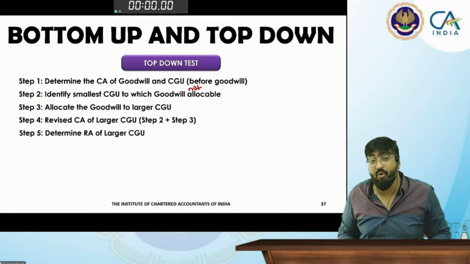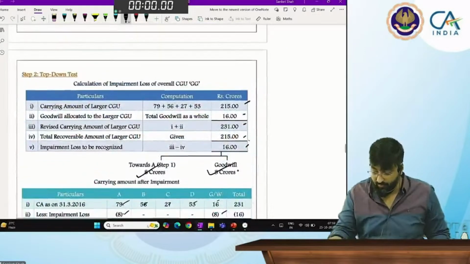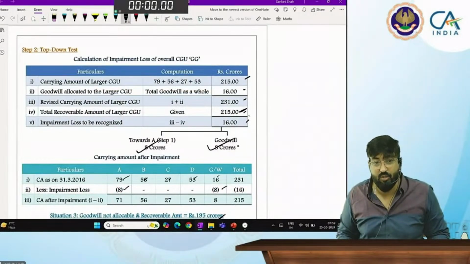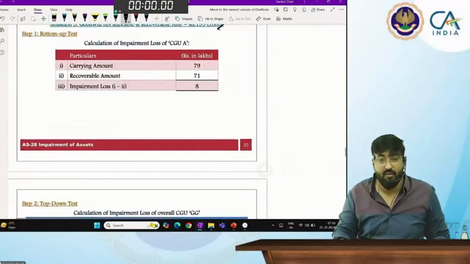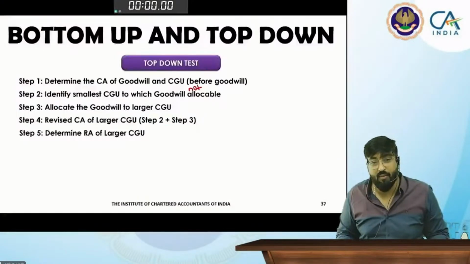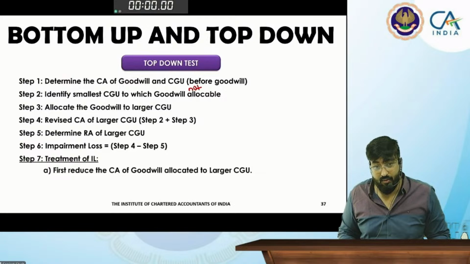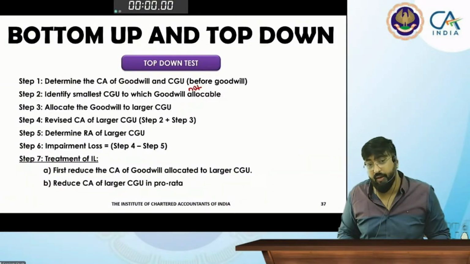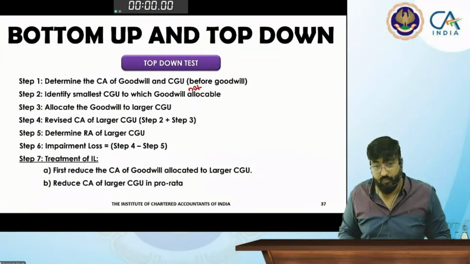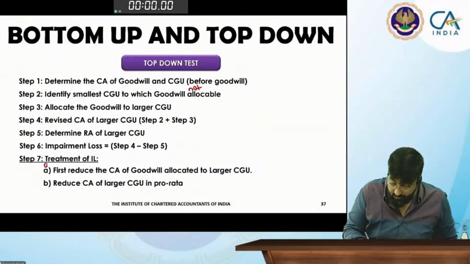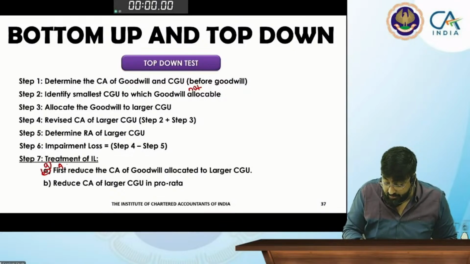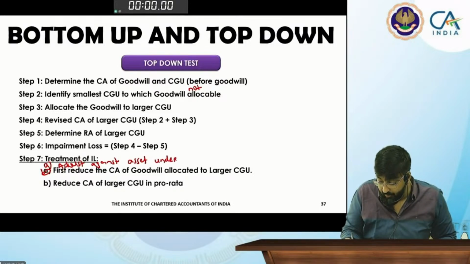Then revise the carrying amount of the larger CGU. Then determine the recoverable amount of the CGU. We had determined that for the CGU: 215 recoverable amount. And then we did the total here. Whatever the impairment loss, we first adjusted towards goodwill, larger CGU, reduce the carrying amount. No, impairment loss first had to be adjusted against the asset under impairment, which we got from the bottom up test.